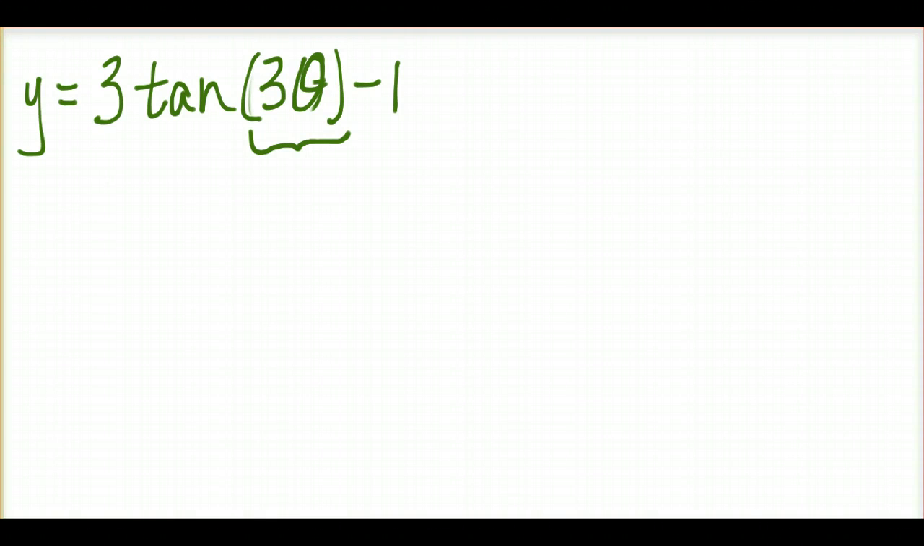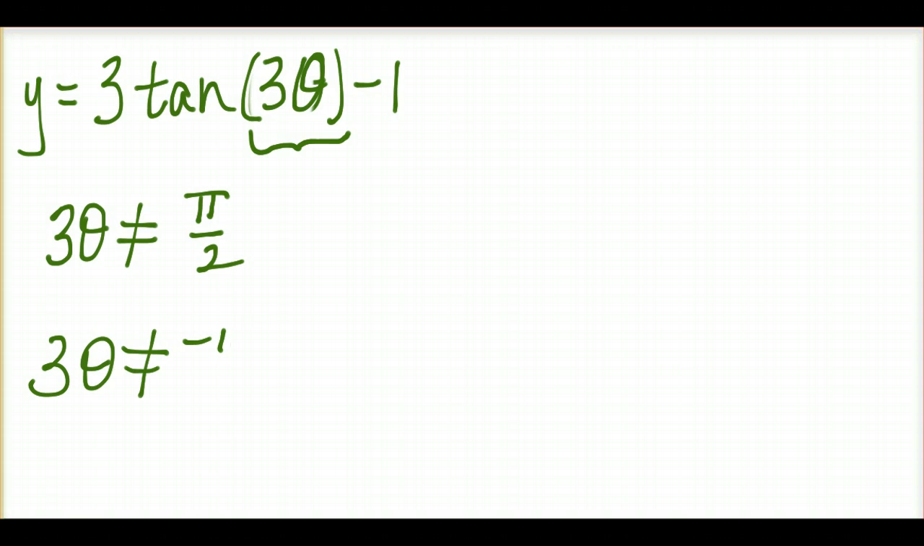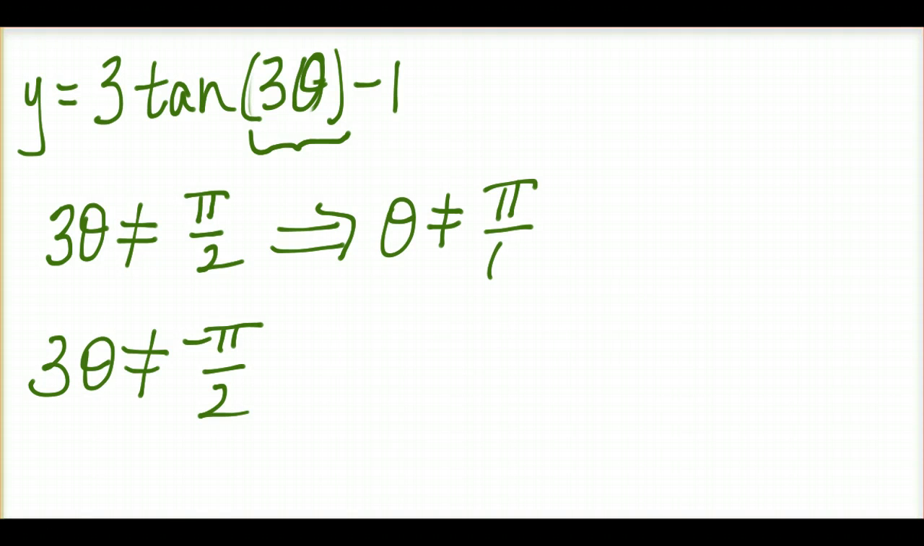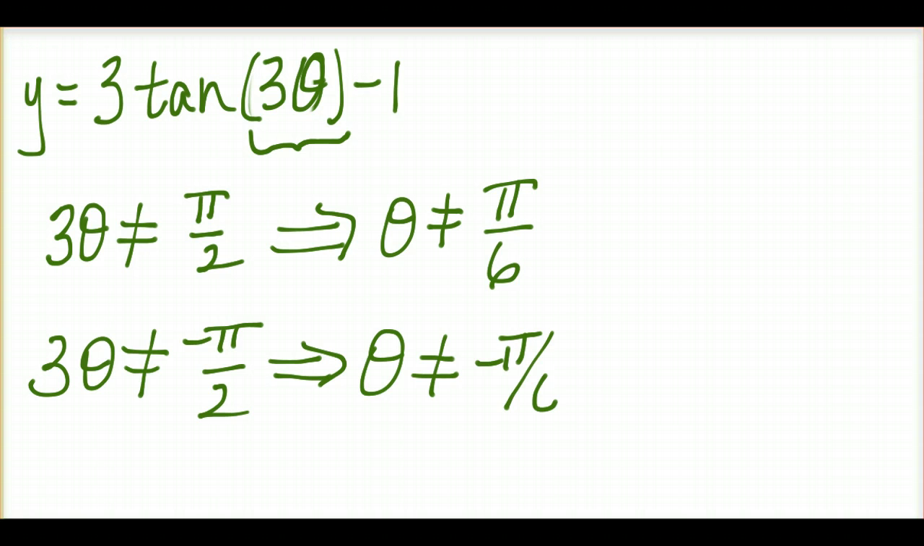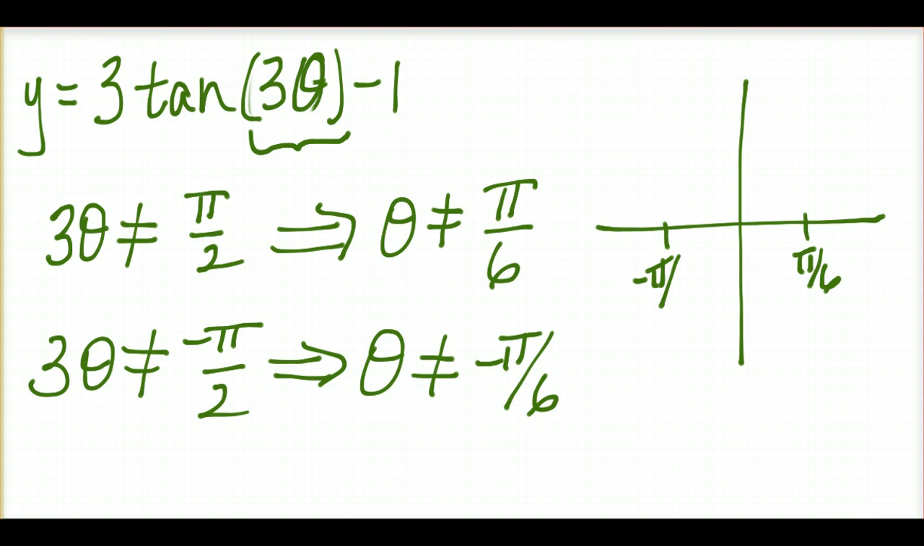This right here is my angle. And so I'm going to have to set my angle equal to pi over 2 so I can find where it can't be. And then I'm going to set my angle so that it can't equal negative pi over 2. If I solve for theta here, I'll find my asymptote to be at pi over 6, and it can't equal negative pi over 6. So when I go to graph this one, I'll have pi over 6 and negative pi over 6 for my asymptotes.